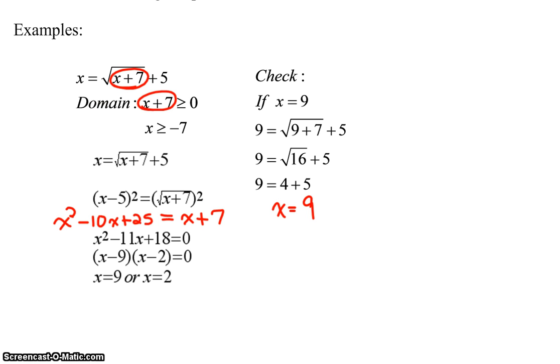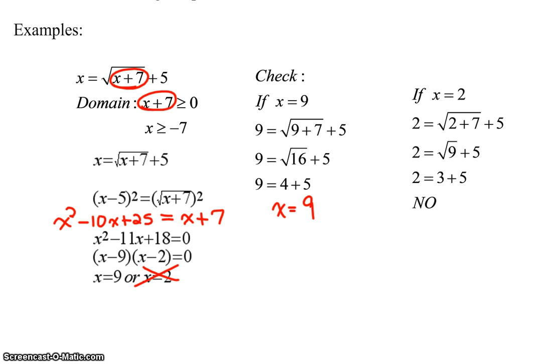Next, I'm going to check x equals positive 2 when I substitute it in. Notice what happens. I end up with 2 equals 3 plus 5. If I remember when I squared that x plus 7, if the number inside had been negative, it would have worked. Well, unfortunately, the square root of 9 is considered to be a positive 3, not a negative 3. 2 does not equal 8. Therefore, 2 is not a solution, and my final solution to this problem is just x equals 9.